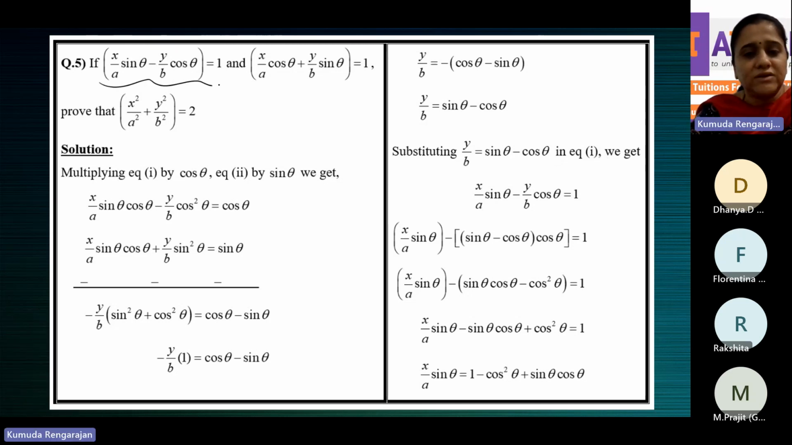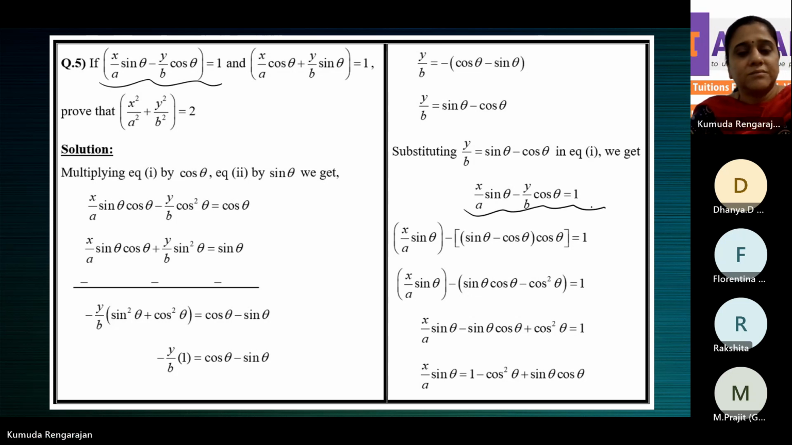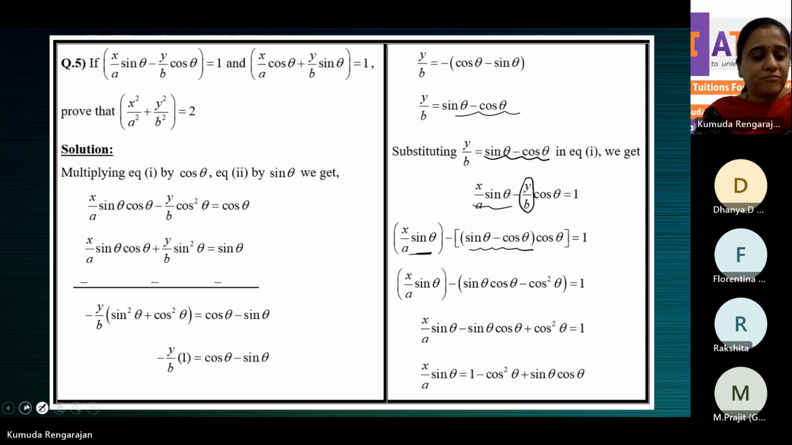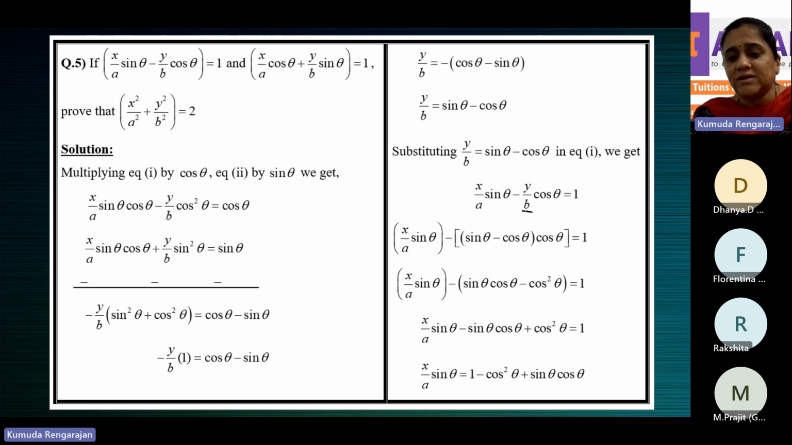So there you substitute. So I've written that equation. You can see here I've written that equation. And then substitute where you have y by b, use sin theta minus cos theta. That is y by b here. Instead of this, you say sin theta minus cos theta. So this x by a sin theta is as it is. This one is sin theta minus cos theta, into cos theta. This is y by b, children. This is y by b into cos theta. But there's a minus sign outside. That's why a bracket is equal to 1.